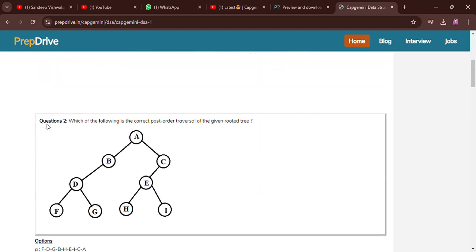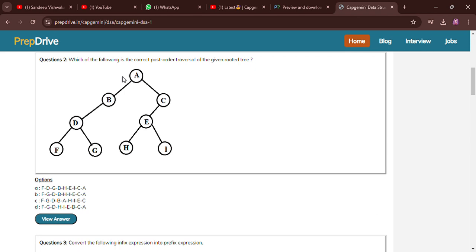Now we go to the second question. Which of the following is the correct post-order traversal of the given rooted tree? A tree is basically a data structure in which data is stored in hierarchical order. There are three traversal techniques of a tree: first is pre-order, second is in-order, and third is post-order. In this question we have to traverse in post-order. In post-order, first we take left, second right, and third the root. So we first go through the left.